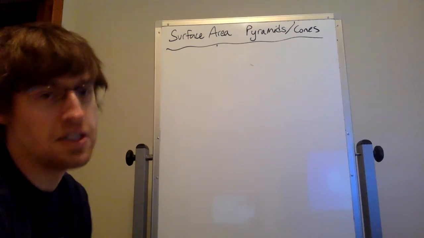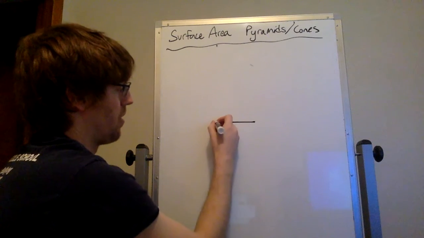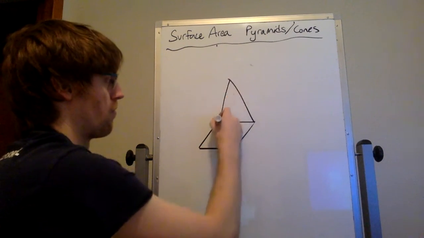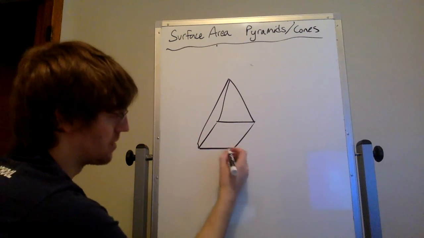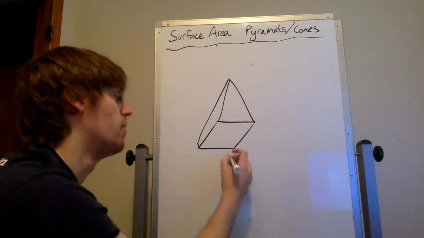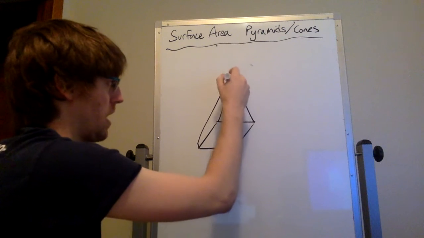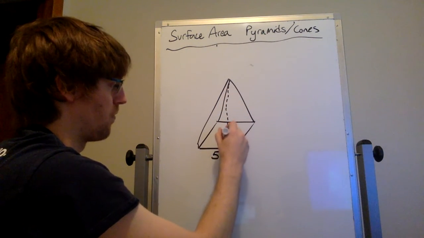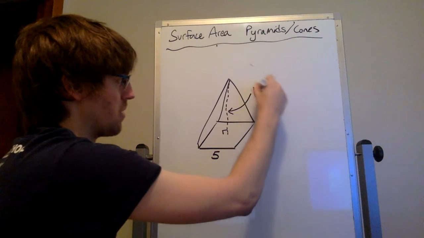Okay, we'll do an easy one and then we'll do a hard one. So let's start with a square pyramid. It's a square pyramid, so this is a regular quadrilateral. So this is going to be 5, and let's say that the vertical height is, let's go with 13.